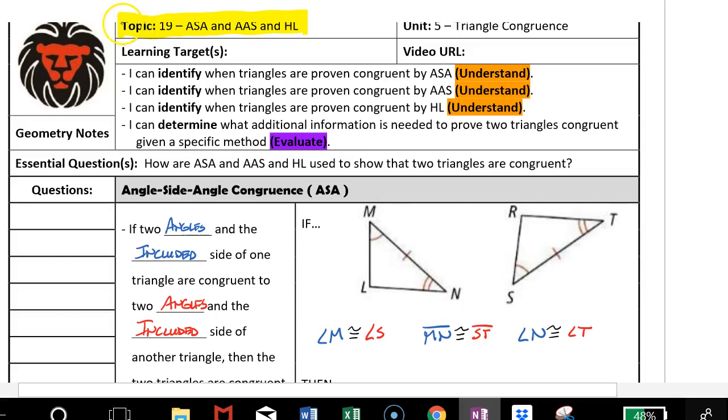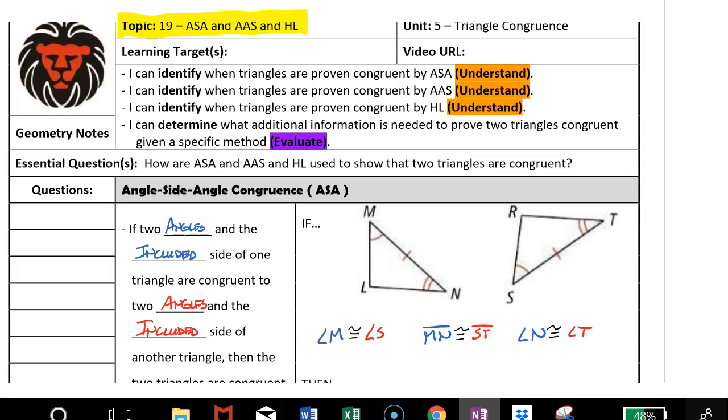This video is on topic 19, ASA, AAS, and HL. We're going to identify what these 3-letter and 2-letter combinations mean. They involve triangle congruence and talk about additional information needed to prove two triangles are congruent. By definition, two triangles are congruent if all 3 corresponding sides and all 3 corresponding angles are congruent.